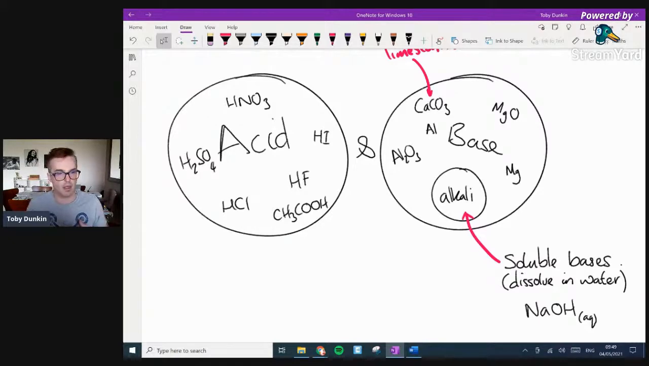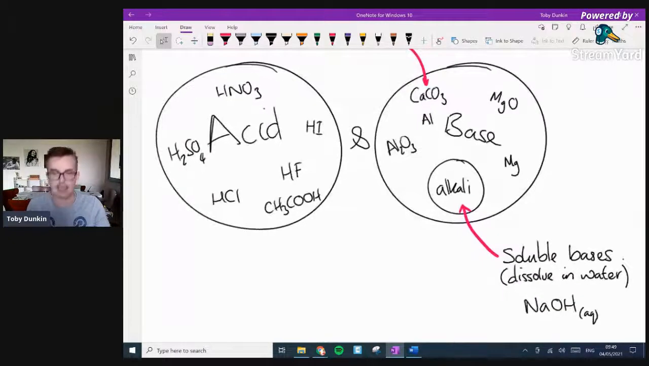I don't know why we teach the word alkali. It's madness. In year 7, I teach acids and bases. And I actually add this picture in at Key Stage 3. This is something I do at year 7. I know that not all people do it. Mr. Duncan, I still don't get the difference between a base and an alkali.